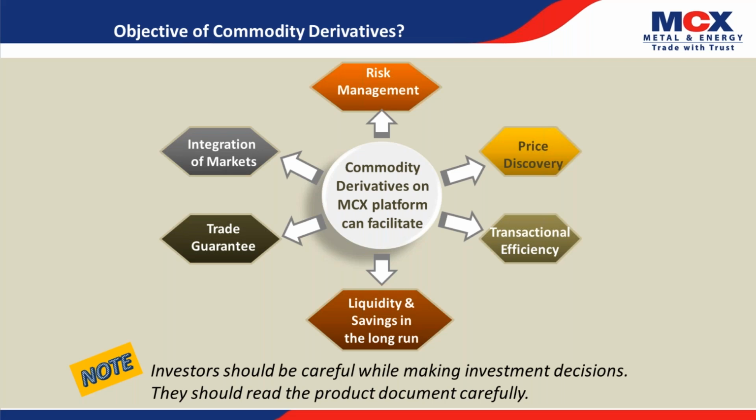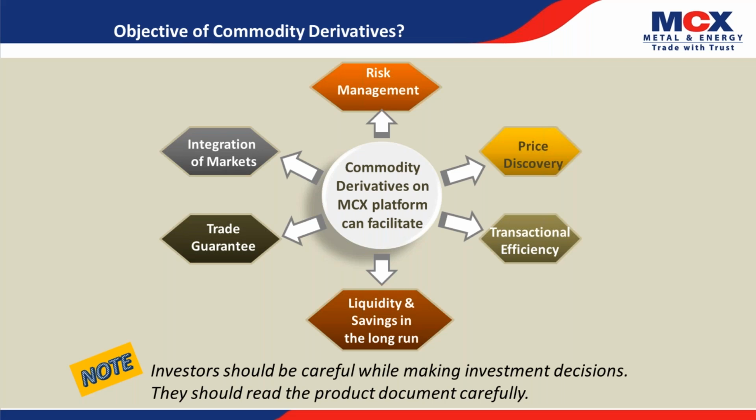When you are trading on a commodity exchange platform, there is no counterparty risk, which means that the buyer and seller who are trading in an anonymous manner, when it comes to delivery, if either of the parties, the buyer or a seller, defaults, then the exchange steps in and ensures that the contract is settled amicably.